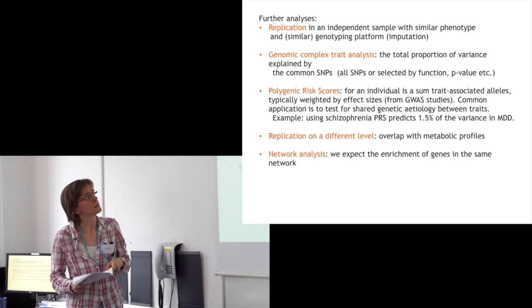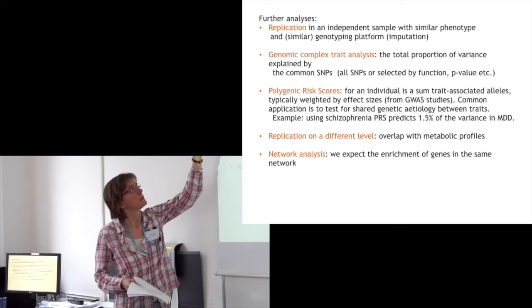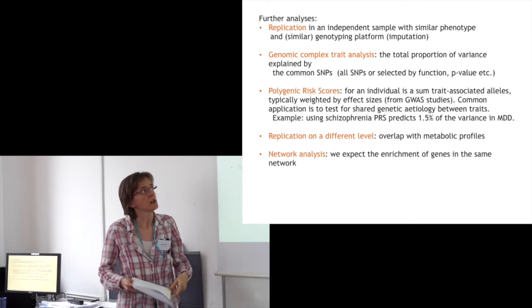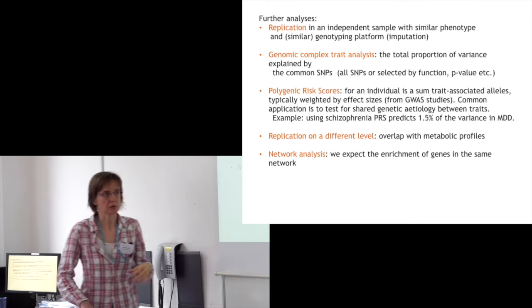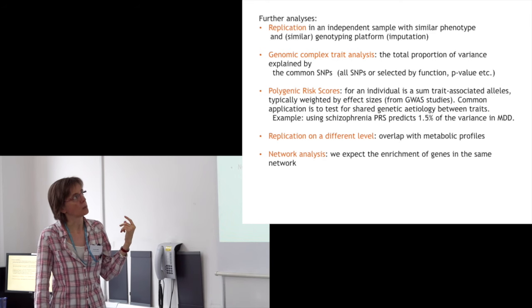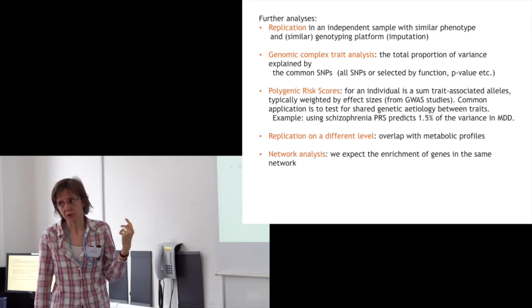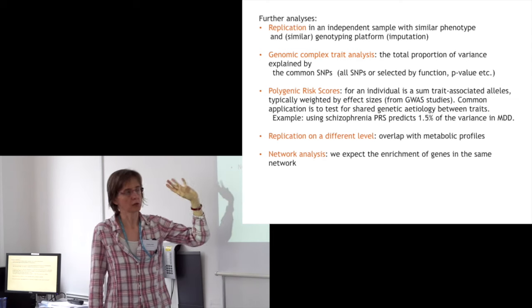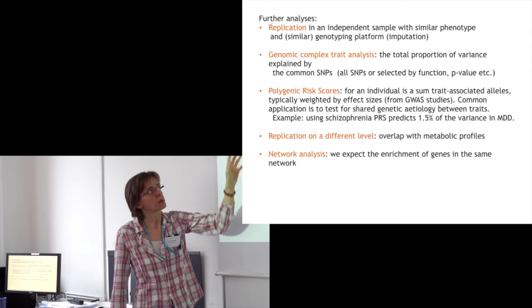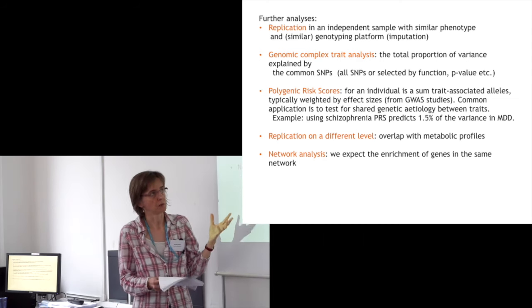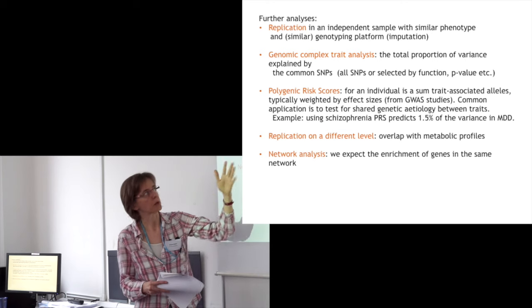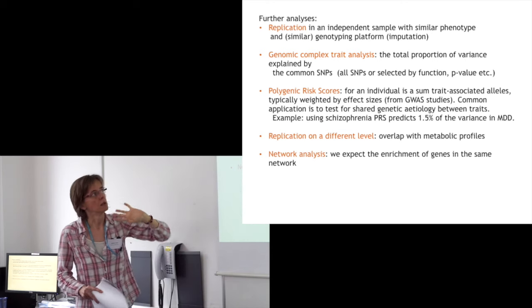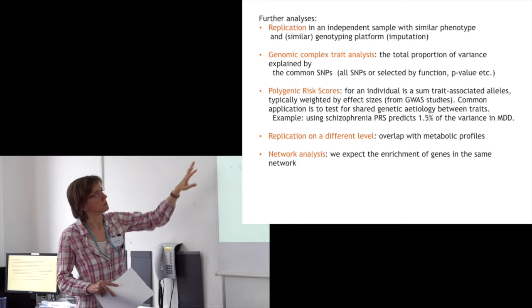Or the other tool is genomic complex trait analysis, where we can take all the GWAS results and see what proportion of the phenotypic variance is explained by them. Or if we are very cunning, we can just use all SNPs which we think have some function, or set up a p-value threshold. It's really just your imagination what you want to do.